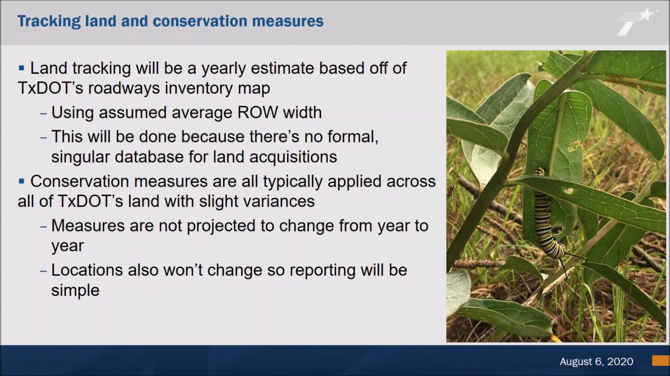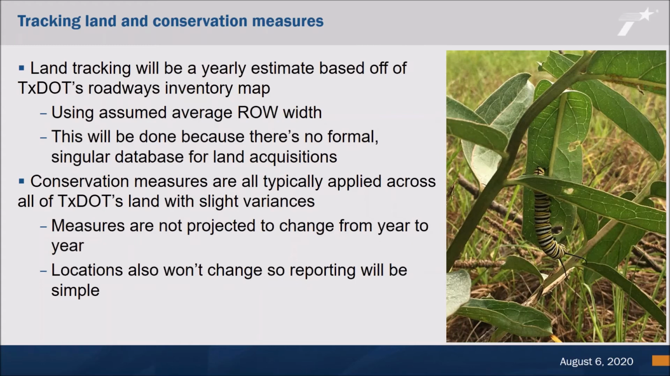So as far as tracking conservation measures goes, our measures are not projected to change from year to year because they've been the same for many years, and they're projected to continue to be the same. So as far as our targeted herbicide treatments, our mowing protocols, our wildflower seeding, those shouldn't change from year to year, and neither will the locations. They all occur across, for all intents and purposes, the whole of our system.